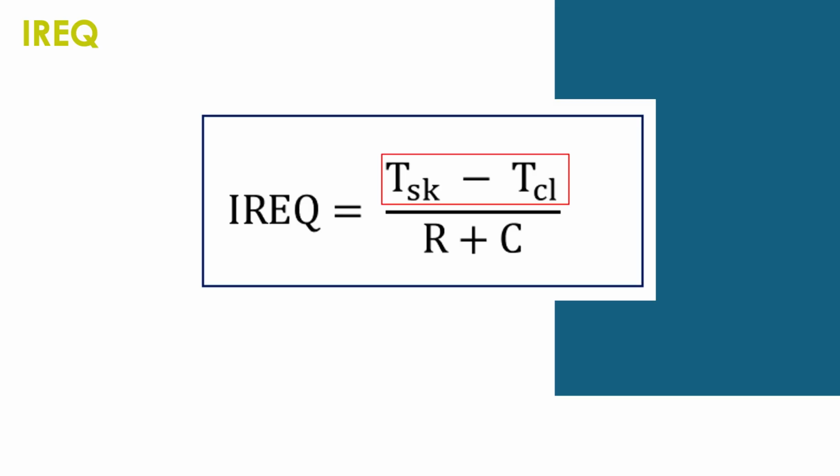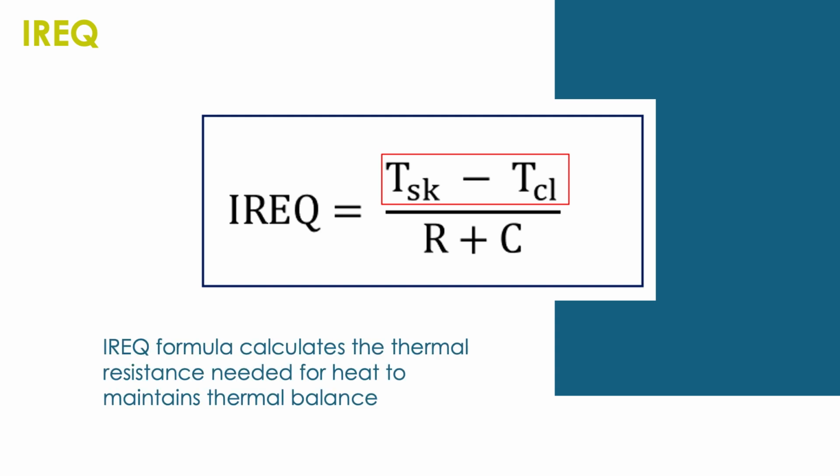IREC is defined by the formula shown, where the numerator is the difference between the temperature on the skin and the external clothing temperature. The larger the difference, the more heat is transferred. The denominator represents the dry heat exchanged from the clothing to the environment. Essentially, the IREC formula calculates the thermal resistance needed to maintain thermal balance.